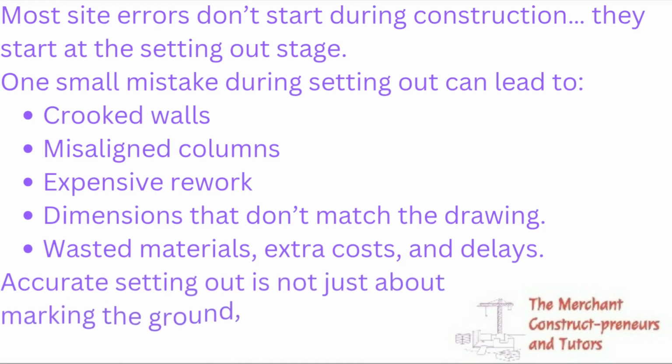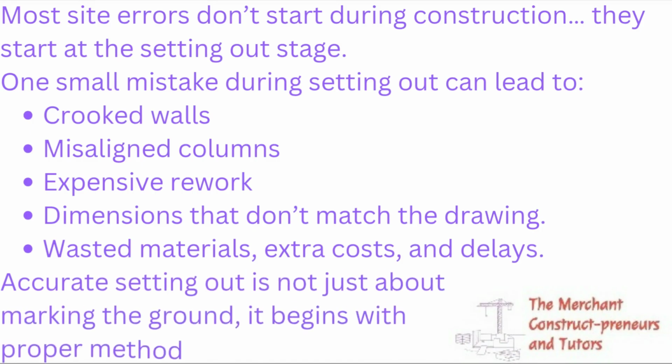Most site errors don't start during construction. They actually start at the setting out stage. One small mistake during setting out can lead to various types of issues like crooked walls, misaligned columns, excessive rework, dimensions that don't match the drawings, wasted materials, extra costs, and delays. So, accurate setting out is not just about marking the ground, it begins with proper method. This is very simple and straightforward.